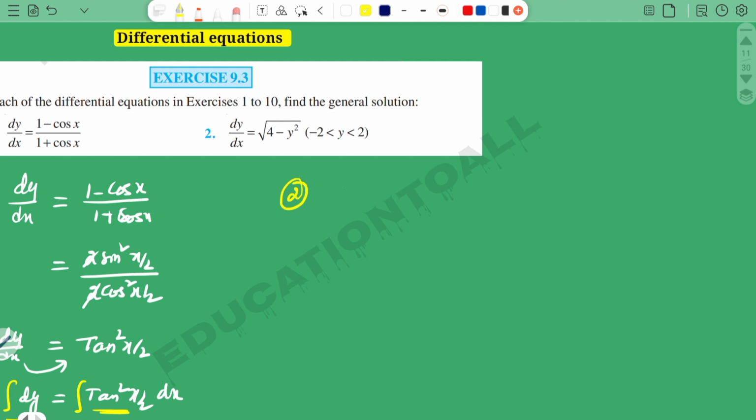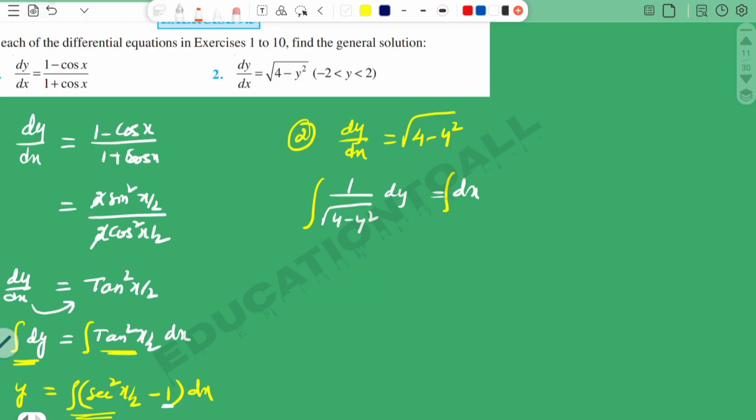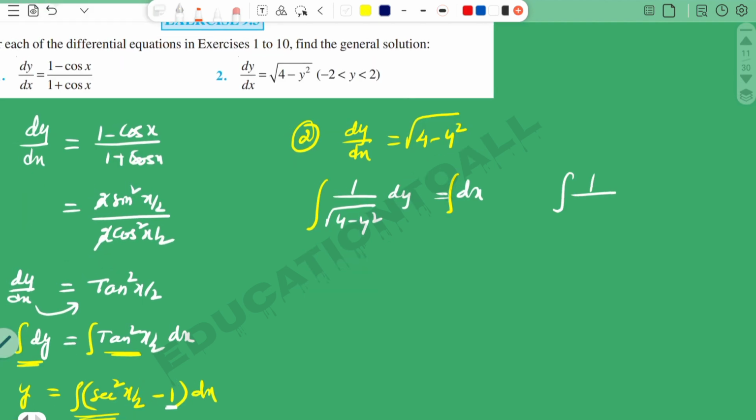Question number 2 is given as dy by dx which is equal to root of 4 minus y square. In the RHS we have only the y variable, so cross multiply, we get 1 by square root of 4 minus y square into dy which is equal to dx. Now apply integration on both sides. So we have a formula: integral 1 by square root of a square minus x square into dx is equal to sine inverse of x by a plus c.